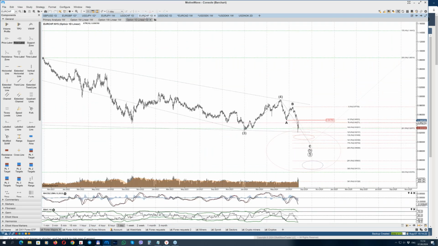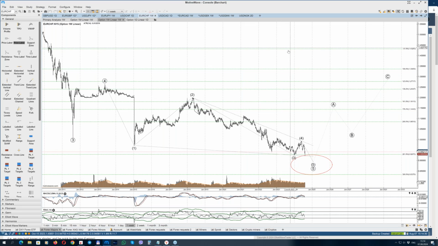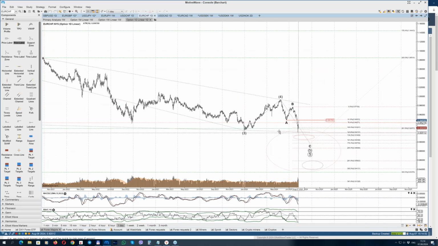Euro to the Swiss franc. The count has been adjusted. This is what the new count is looking like. We may be dealing with completion of a multi-year ending diagonal 1, 2, 3, 4, and 5. Formally, the lower bound of the trend channel is triggered. We have touched this trend line, and respectively, I have reason to assume we may have bottomed.